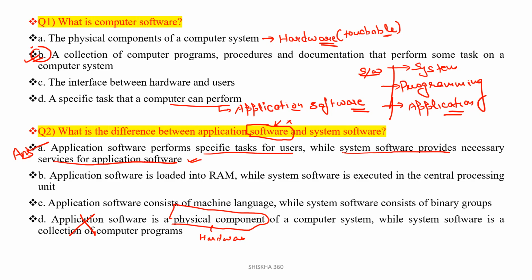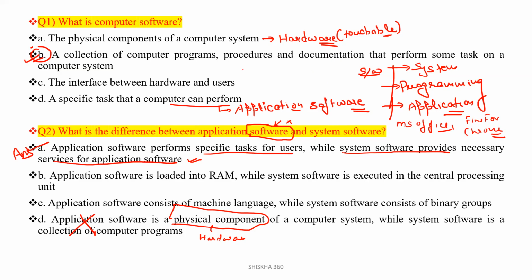Can anyone tell some examples of application software? Like MS Office, or web browsers like Firefox and Chrome. All these come under application software. Under programming software, we have to discuss the different types of programming languages by generation: first generation, second generation, third generation, fourth generation, and fifth generation.